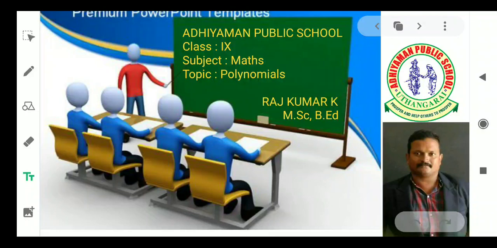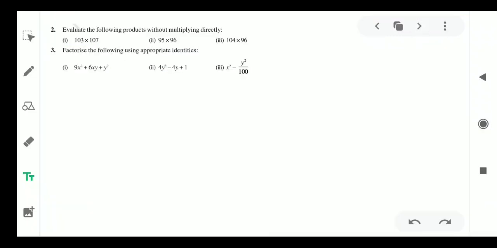In the previous class, we discussed exercise 2.5, first Roman. Today we have to discuss the second Roman, that is, evaluate the following products without multiplying directly. Here some products are given. From these products we have to calculate the value without doing the multiplication, by using any one of the identities.